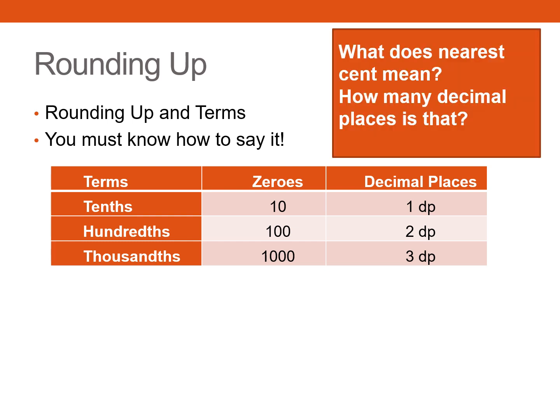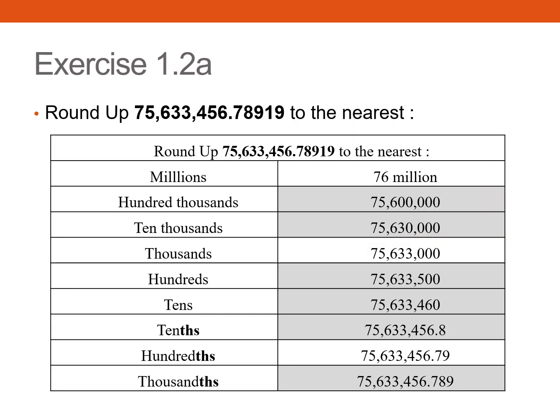Okay, what does nearest cent mean? Nearest cent means 2 decimal places. Nearest cent is what? Monetary value, right? When you go to the shop, you buy something. What's nearest cent? 2 decimal places. They'll tell you 28.75. What's that? 2 decimal places. Okay, let's try and complete this table as well.